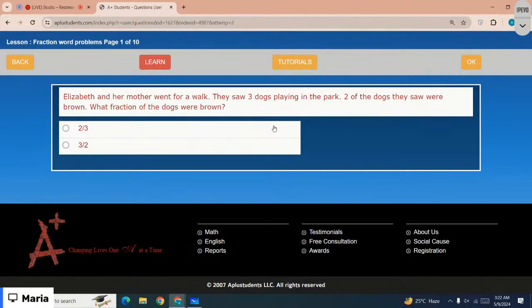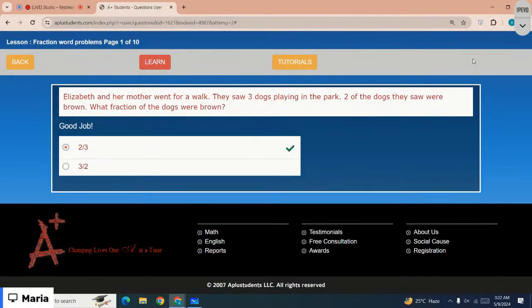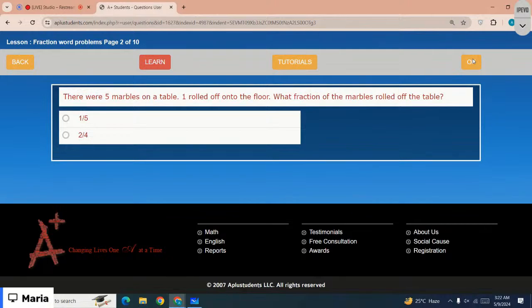The denominator is always greater than the numerator, right? So three is greater than two. That would be two out of three, not three out of two. There were five marbles on a table. One rolled off onto the floor. What fraction of the marbles rolled off the table? Which is the correct option?